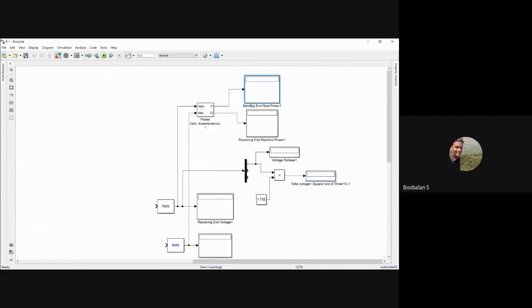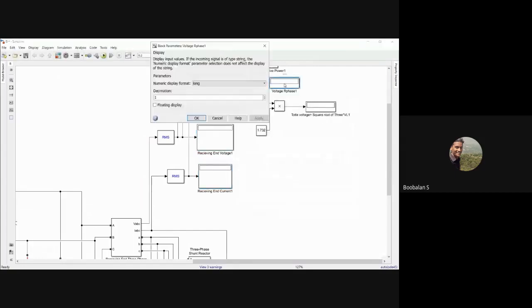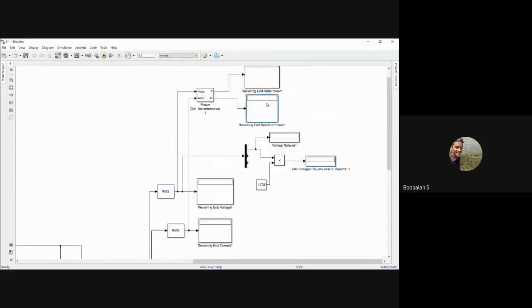Receiving end power, receiving end power, right? The remaining will be the same. Just connect this terminal alone. Now we are going to use the receiving end voltage, that's why VABC and IABC. Just one second, just run it. Verify that everything is in Long, check it. Long, numerical display, data format. Right? Now we are going to run it.